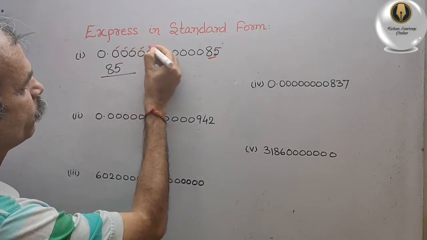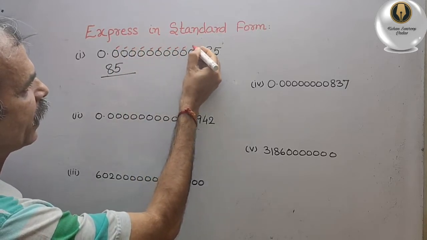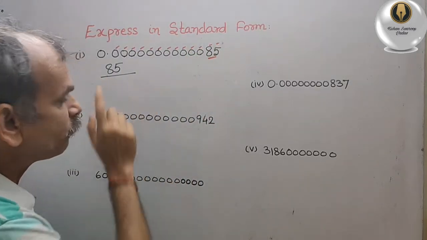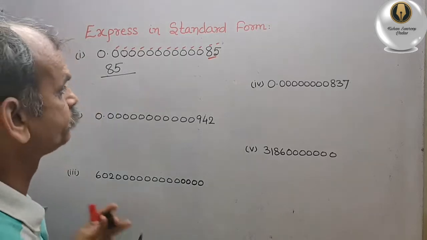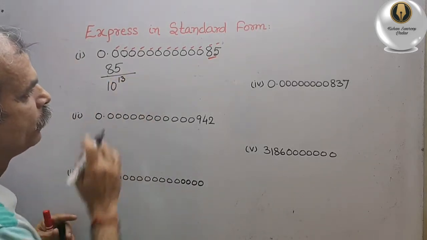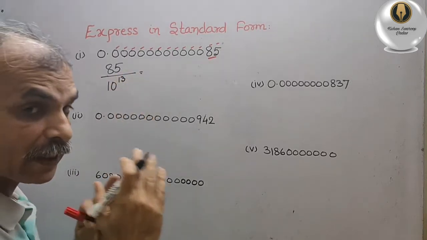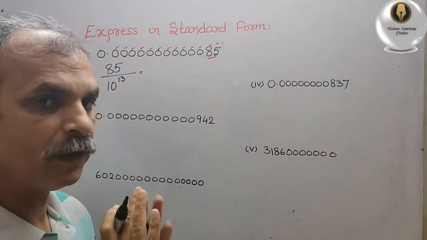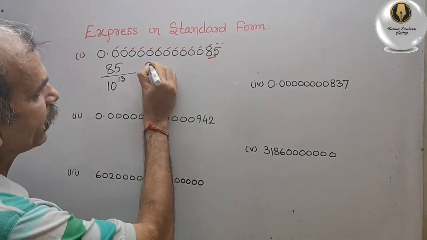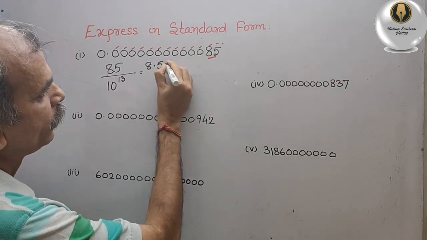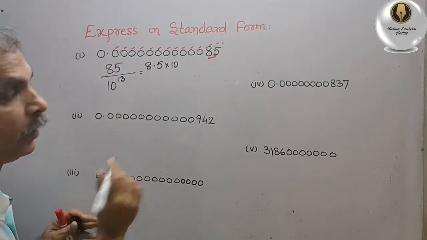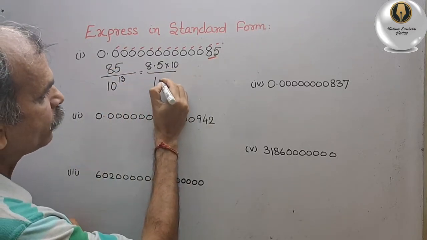1 2 3 4 5 6 7 8 9 10 11 12 and 13. So at down we will write 10 to the power of 13. Now, so upside we have to write in standard form. So 85 we will not write. We will write 8.5. So here it will come 8.5 into 10 is your 85 by 10 to the power of 13.